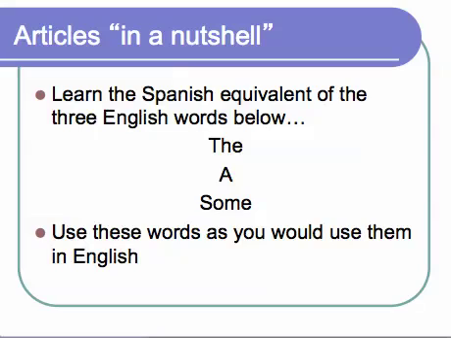A in Spanish is un or una. So it's obviously singular, so you just have to deal with masculine and feminine. Masculine would be un and feminine would be una. Some is a plural form, and the Spanish equivalent is unos for masculine and unas for feminine.